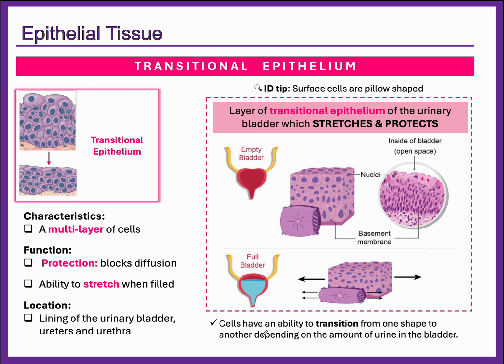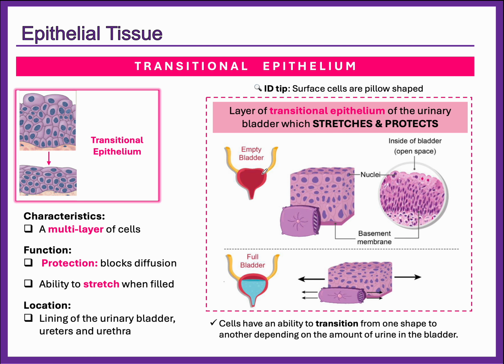And lastly, we have this transitional epithelium, because it transitions from this to this. A multi-layer of cells, and the function of it is mostly protection because it has many, many layers, but also it has this ability to stretch when it's filled. So this is the one I want you to think of is the urinary bladder, okay? So the layers of transitional epithelium of the urinary bladder can stretch and protect us.